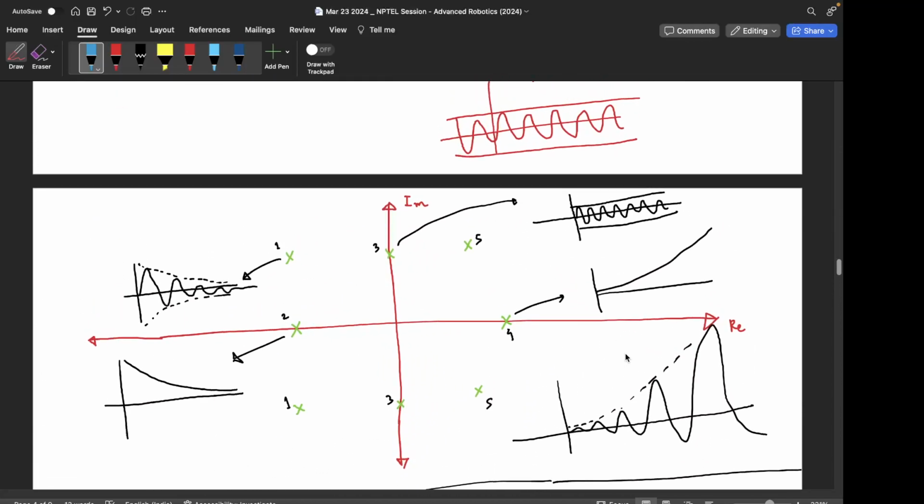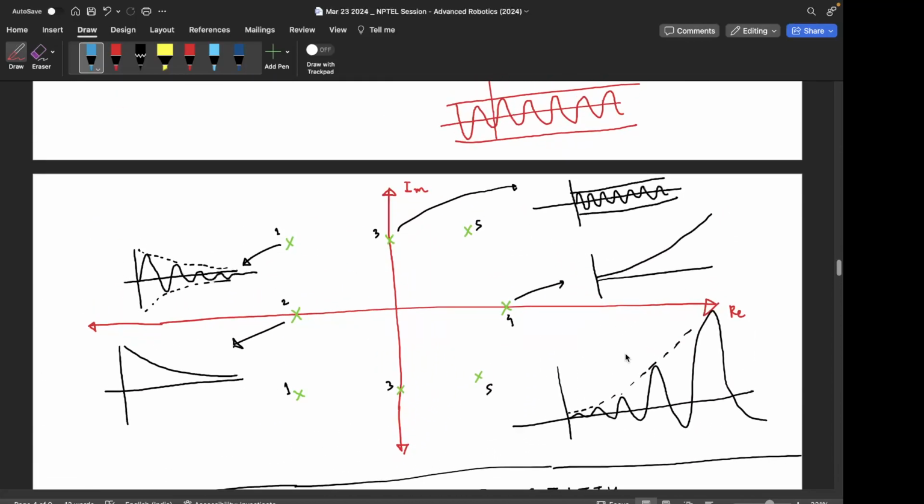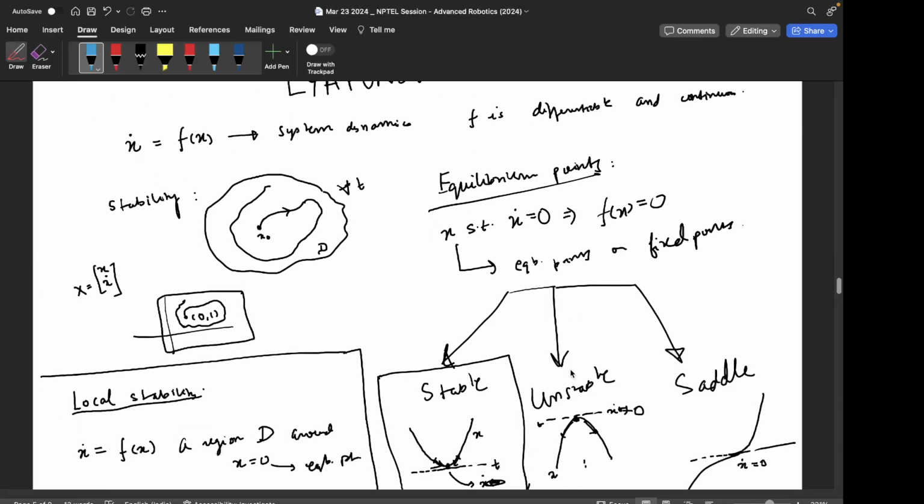So we drew these diagrams, the different scenarios that can arise. If the pole is exactly on the real axis, then there is no imaginary part. No imaginary part implies that there are no oscillations, so it will be a typical exponential growth or decay. And if both real and imaginary parts are non-zero, then it will be either an exponentially decreasing oscillatory response or exponentially increasing oscillatory response. Then we saw Lyapunov stability.